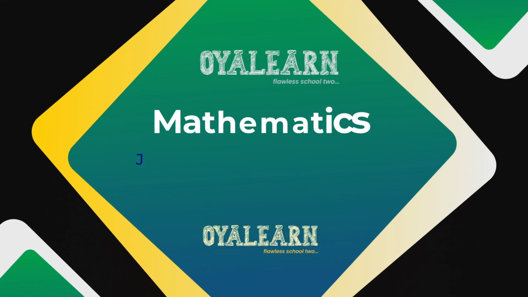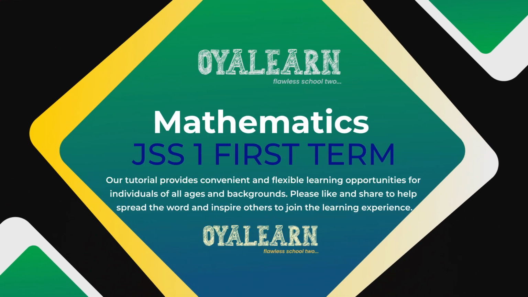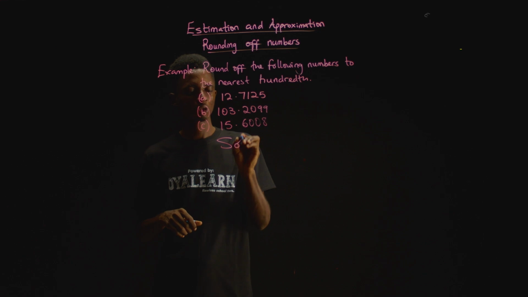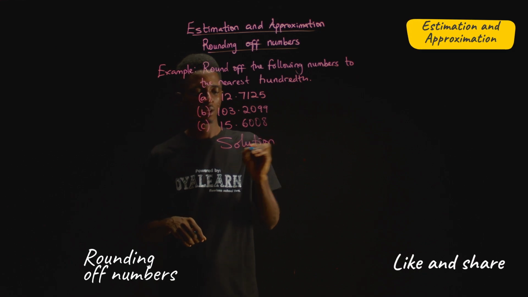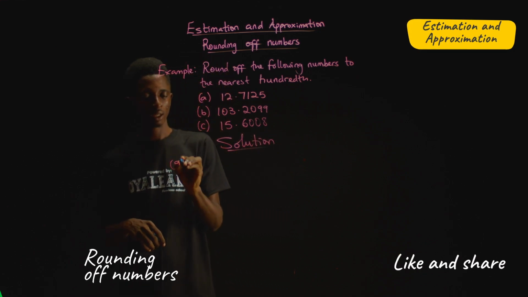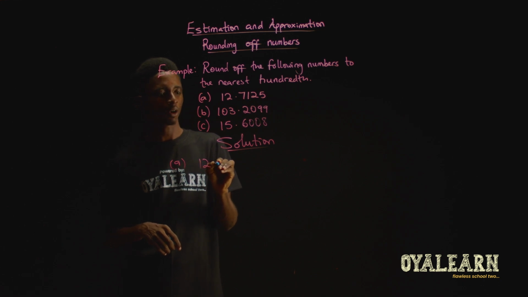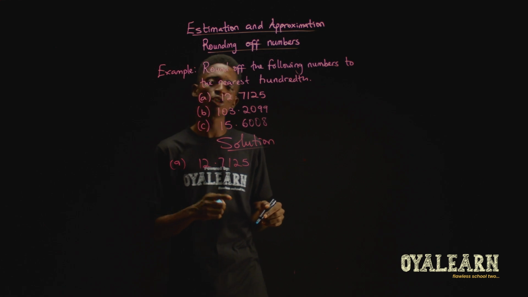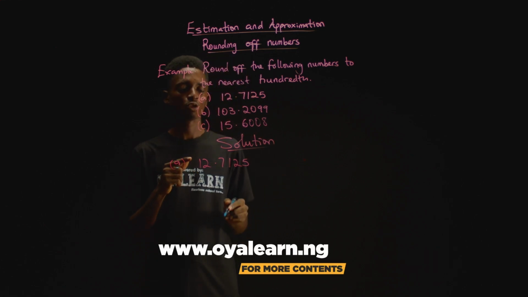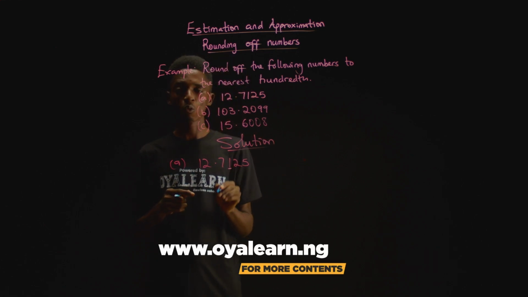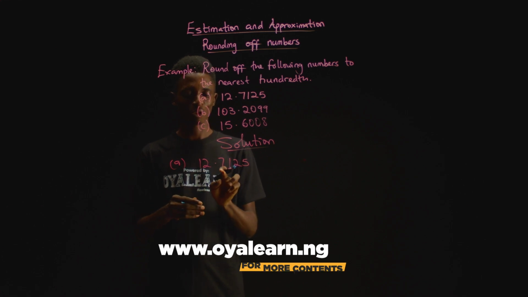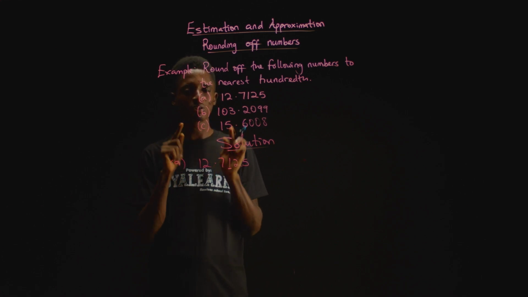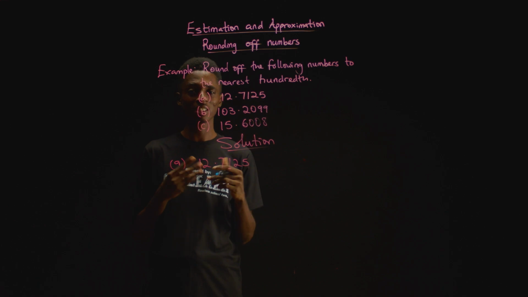We are to round off the following numbers to the nearest hundredth. And here's the solution. For A, we have 12.7125. And to the nearest hundredth means we round it off to this point where we have 1 in our rounding place. So you see that you must have 2 decimal places to get the nearest hundredth.